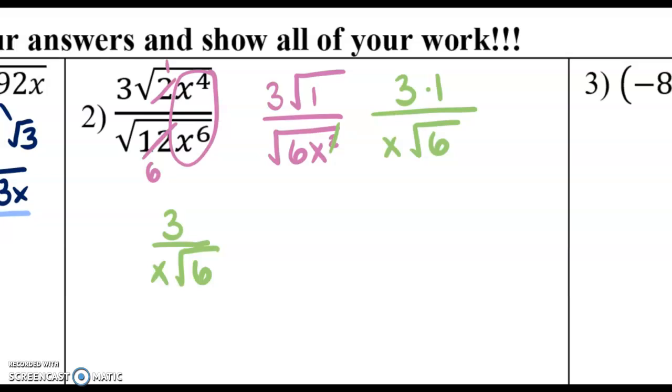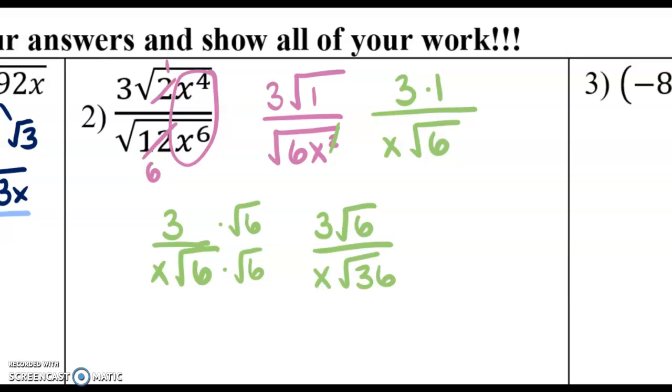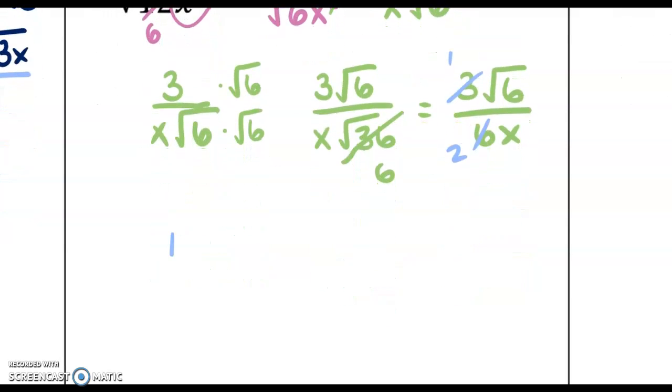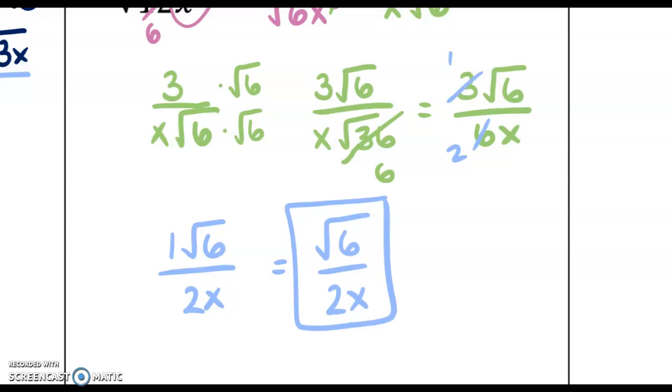But now remember, you cannot have a radical in the denominator. So I have to multiply both sides by the square root of 6, the top and the bottom. This gives me 3 root 6 at the top, and then x root 36, well, the square root of 36 is 6. So 3 root 6 over 6x. Once again, I can continue simplifying. 3 and 6 are both divisible by 3. This becomes a 1, this becomes a 2, and I get my final answer of 1 root 6 over 2x. But like always, we usually don't end up writing that 1 that's there at the top.